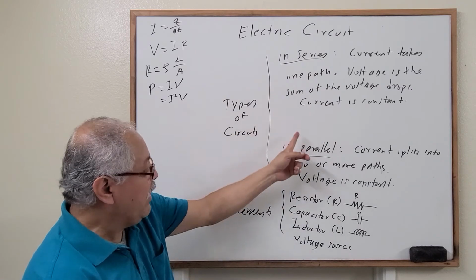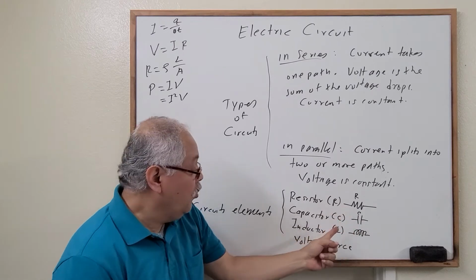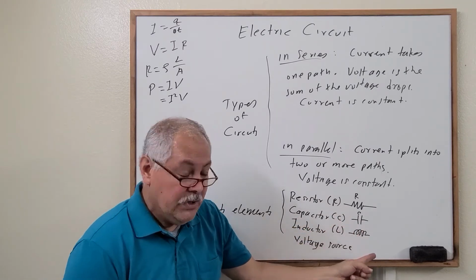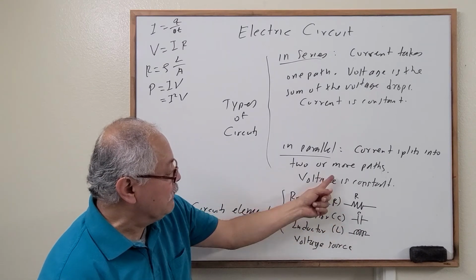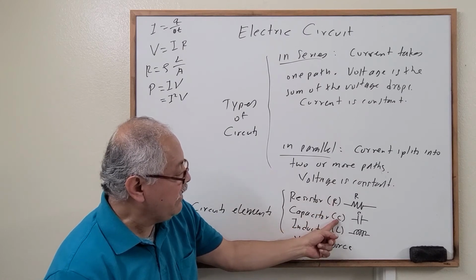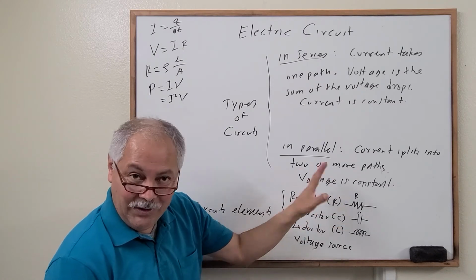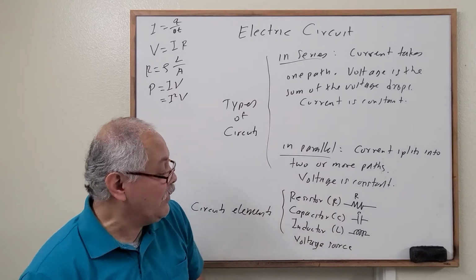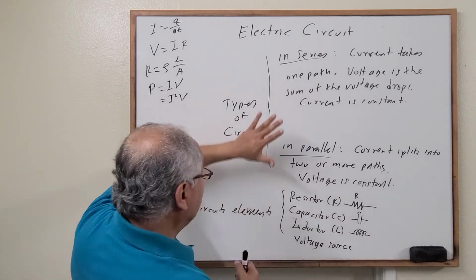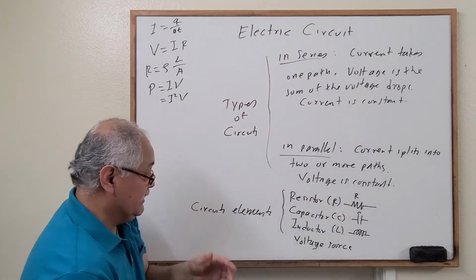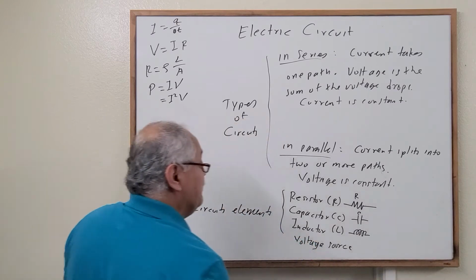So we have these elements that are used in these circuits. In series and in parallel, we can use just resistors, just capacitors, just inductors, or we combine them, right? Resistors and capacitors, resistors and inductors, and so on. Okay, perfect. Now let me explain these two types of circuit, in series and in parallel.